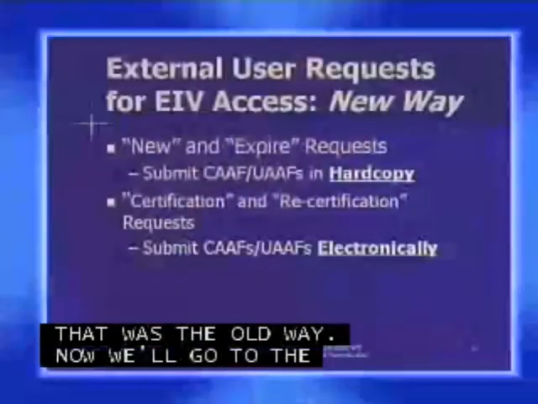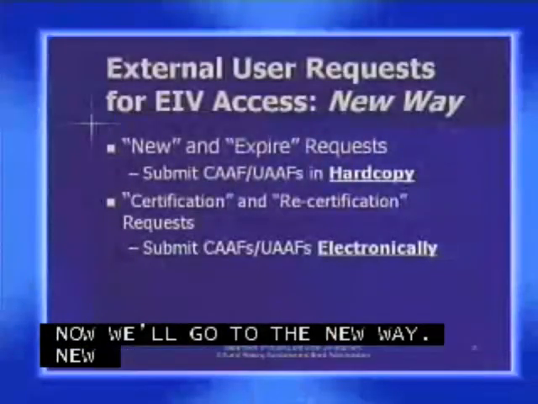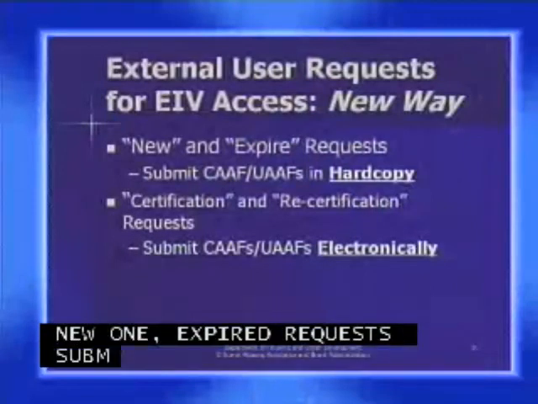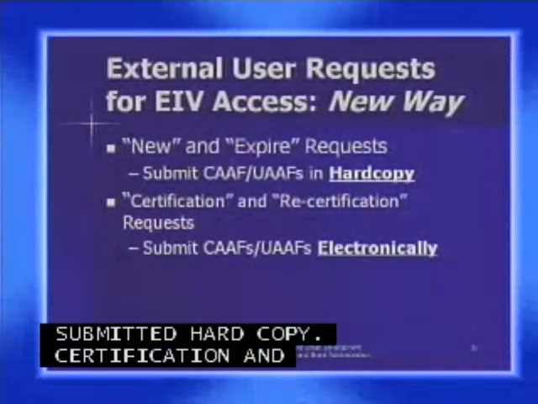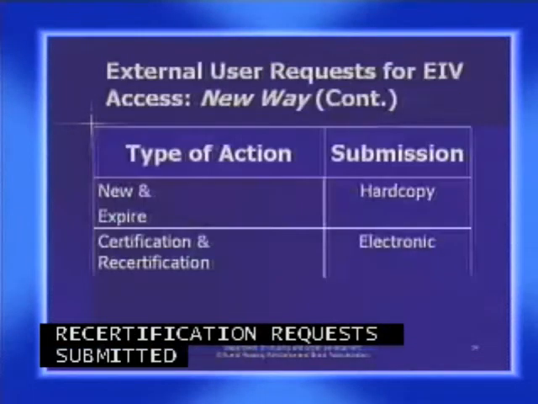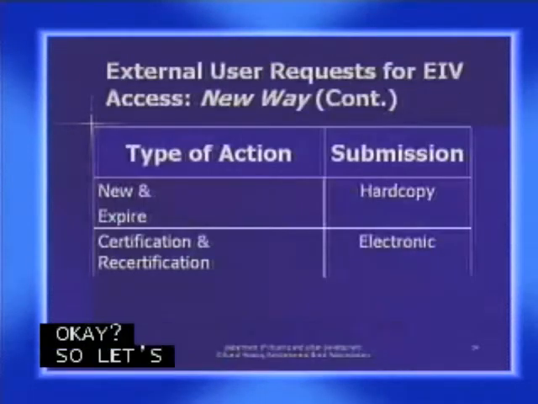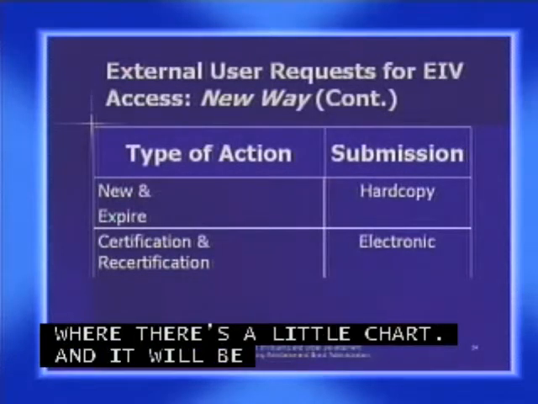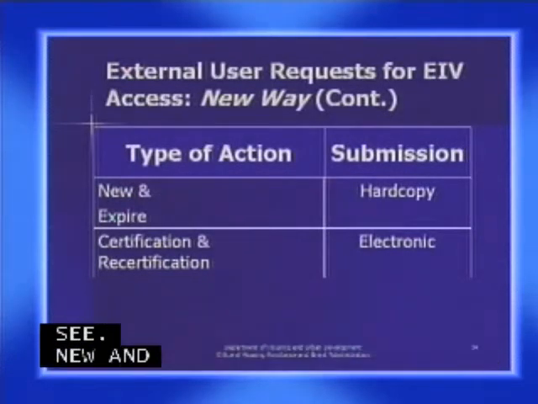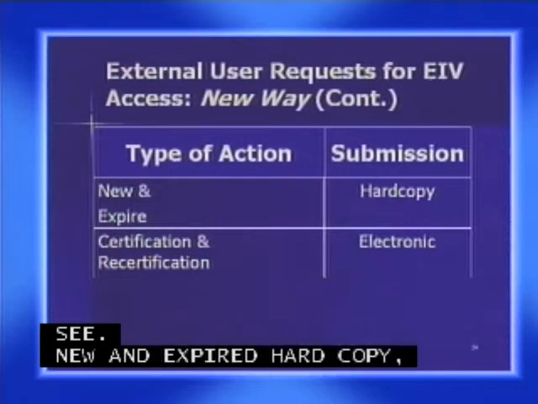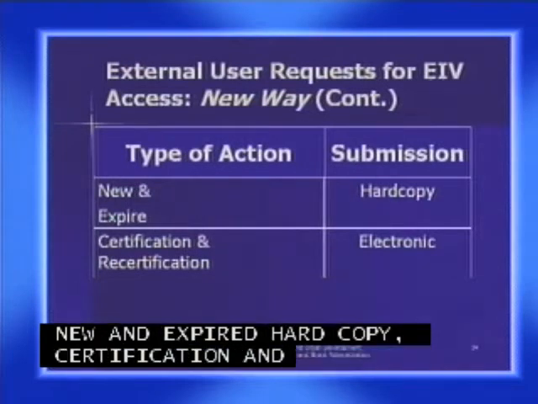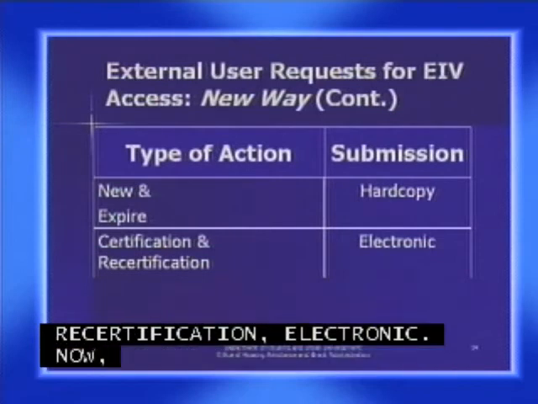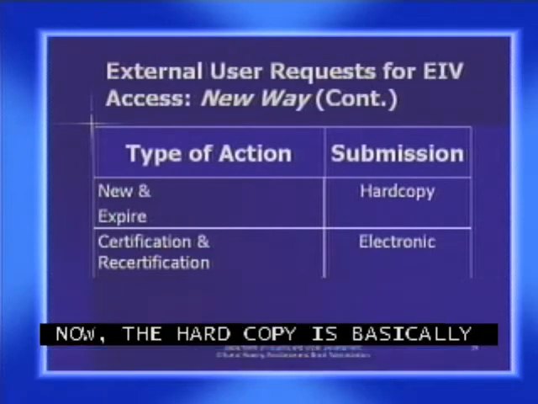We're going to go to the new way now. So that was the old way. Now we're going to go to the new way. New and expired requests are submitted hard copy. Certification and recertification requests for CAFs and UAFs are submitted electronically. Let's go to the next slide where there's a little chart, and it'll be easier for you to see. New and expired hard copy, certification and recertification electronic.